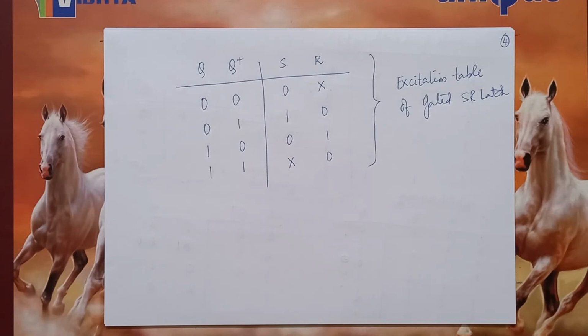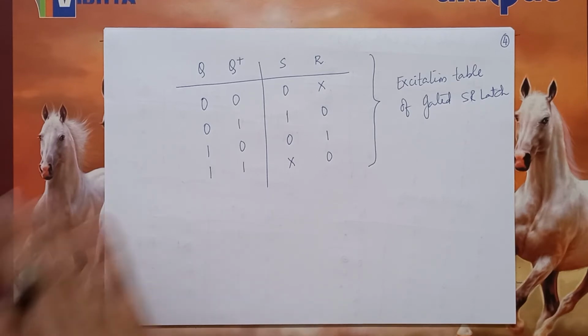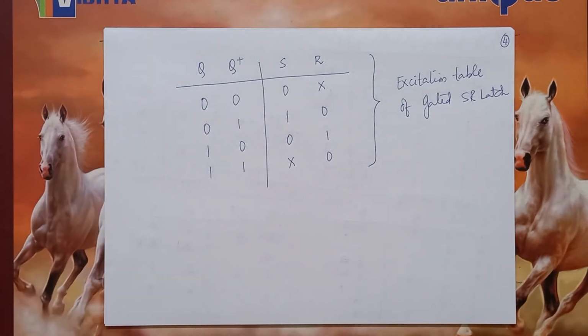So if we know what the value of Q is and we would like a certain future value of Q, that is Q plus, based on the value of Q that we know, then what are the possible combinations of S and R that are required to make this desired future state possible? This is what the excitation table is all about.